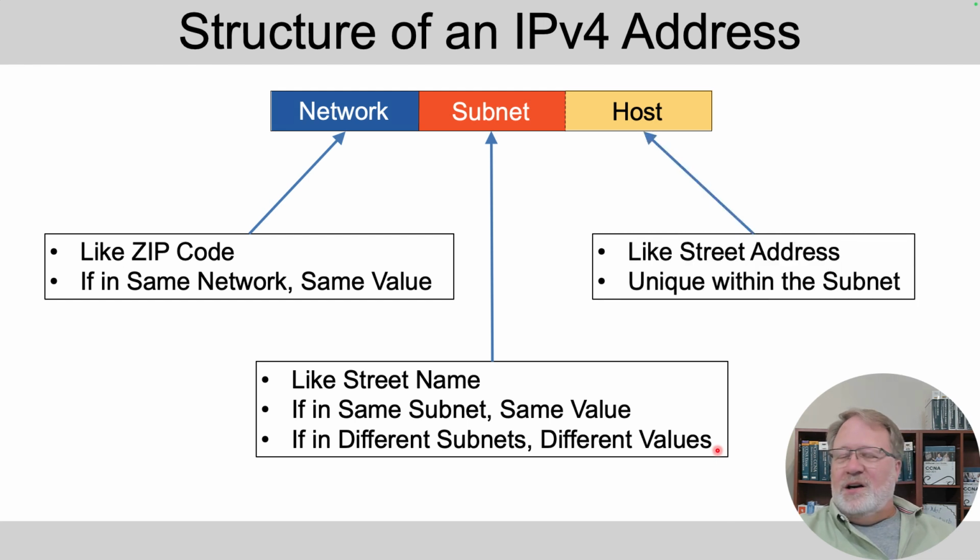Then addresses, the host part, it's like that street address or street number. It's unique within the subnet. So next door neighbors would have something different, if you will. So 2 PCs in the same subnet will have different values at the far right part of their IP address. The dividing line just differs in different cases based on the mask value.